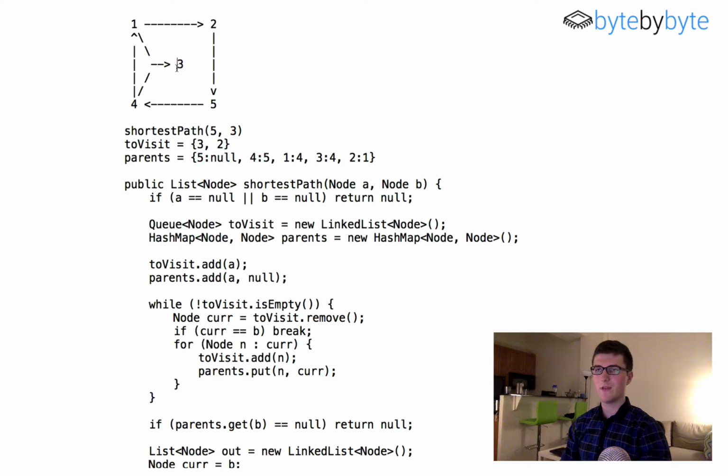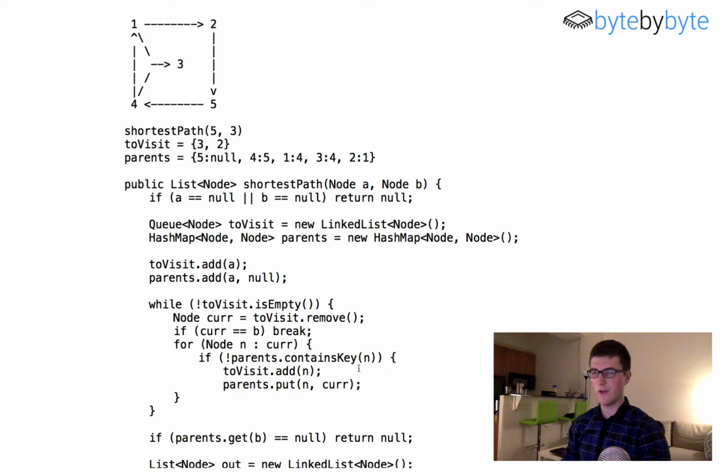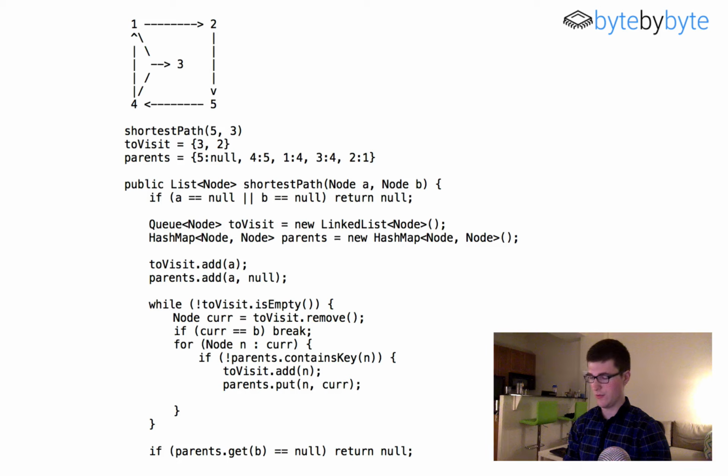Because what we're trying to do is add 3, but 3 is already in here. We already have a parent for 3. And so we can fix this slightly by adding an if parents.containsKey(n), then that's going to be the only case in which we're actually going to want to add our node, right? Because we're not going to add the node if it already exists in the list. And so like this.